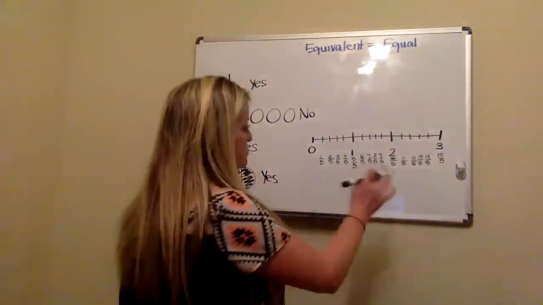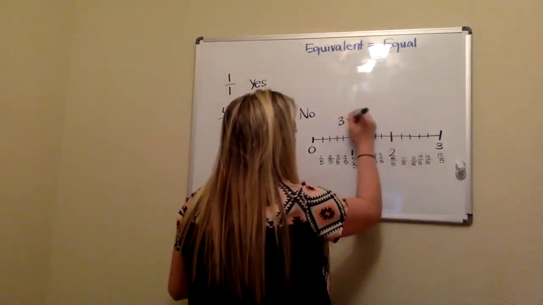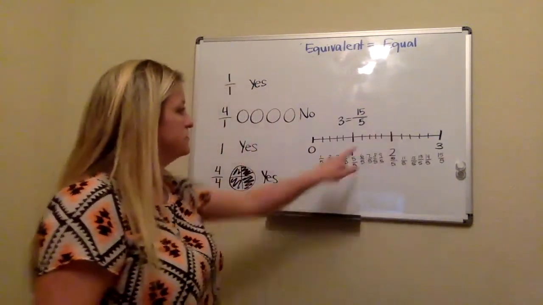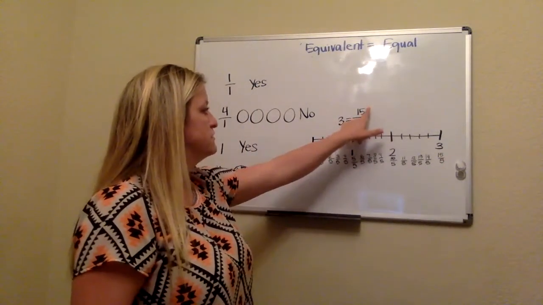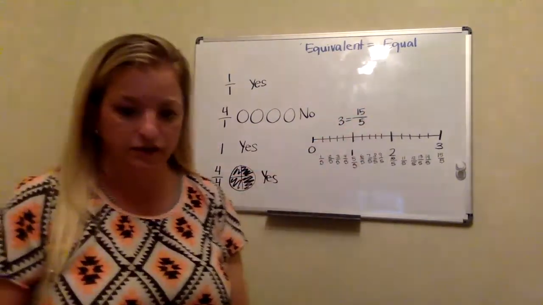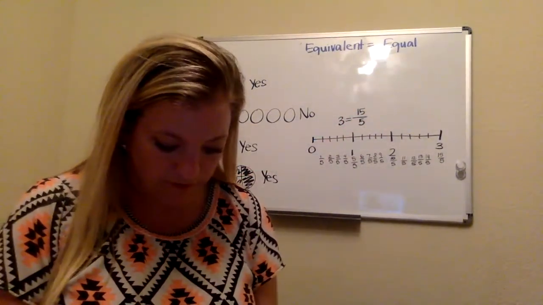So I chose fifths. So now I know that 3 is equivalent to 15 fifths. 5 times 3 is 15. 15 divided by 3 is 5. 15 divided by 5 is 3. It's a fact family. Pretty cool.